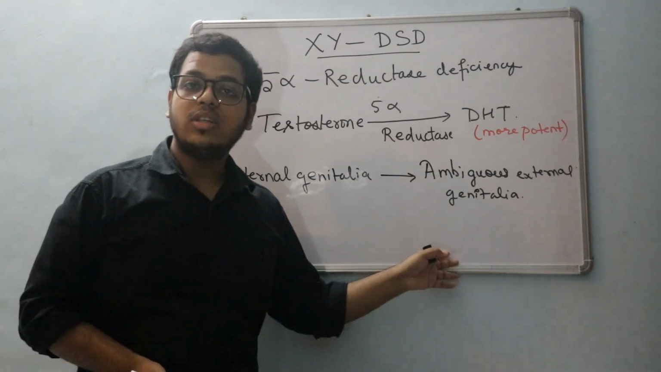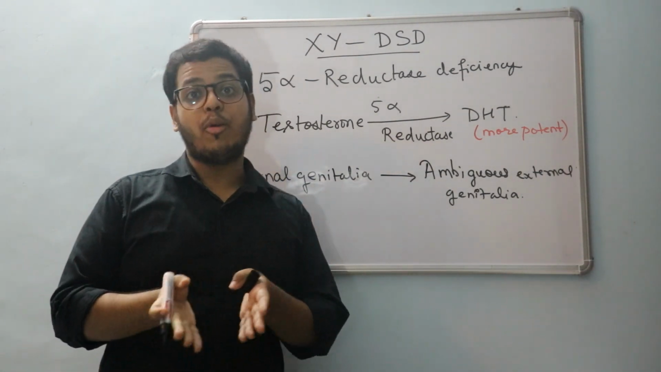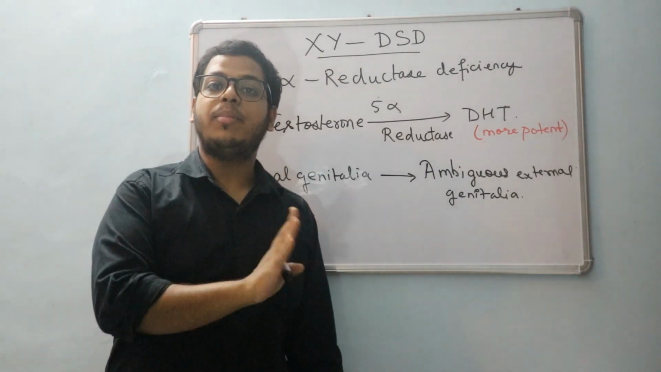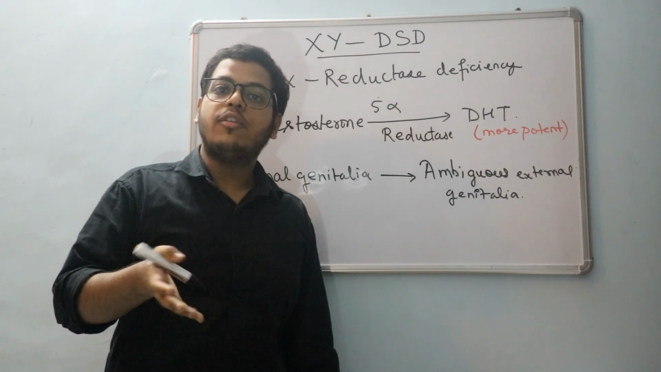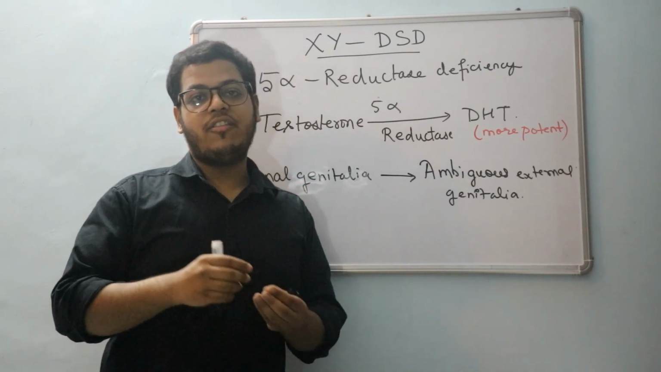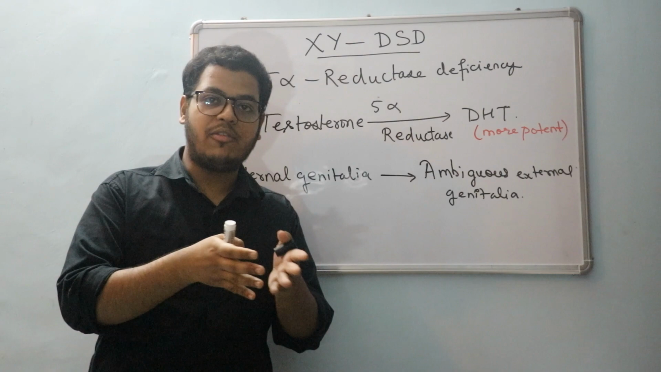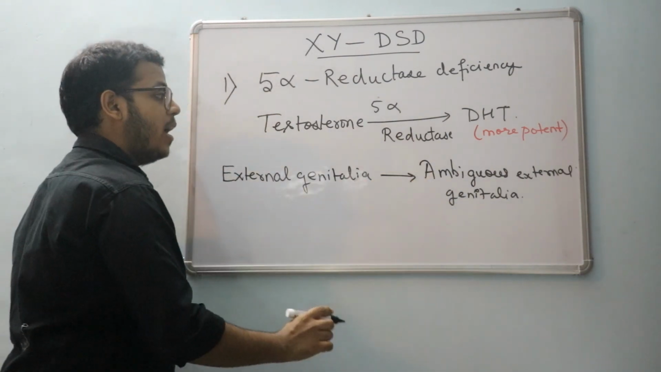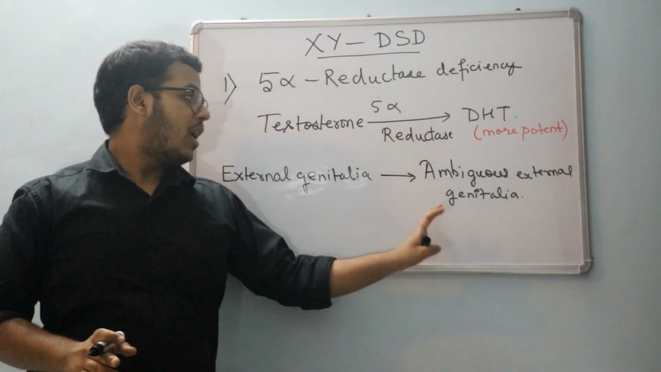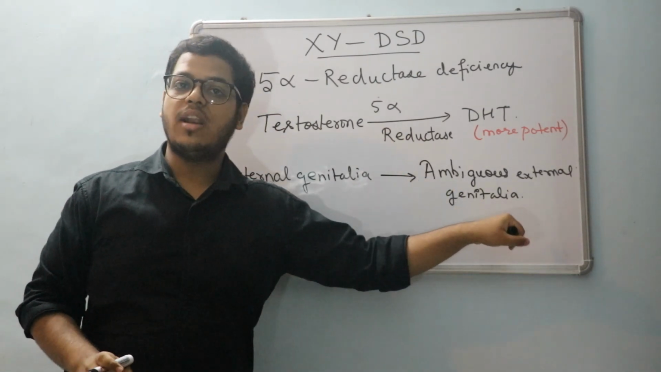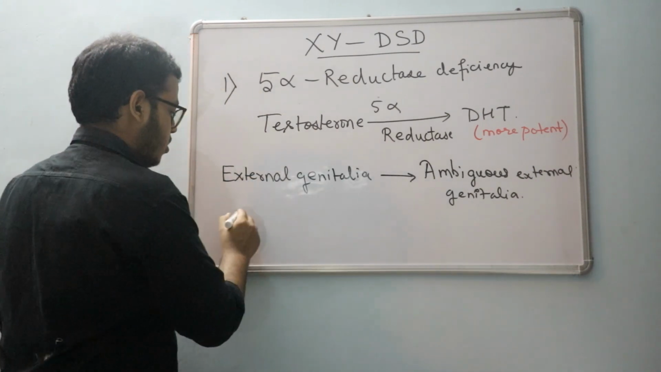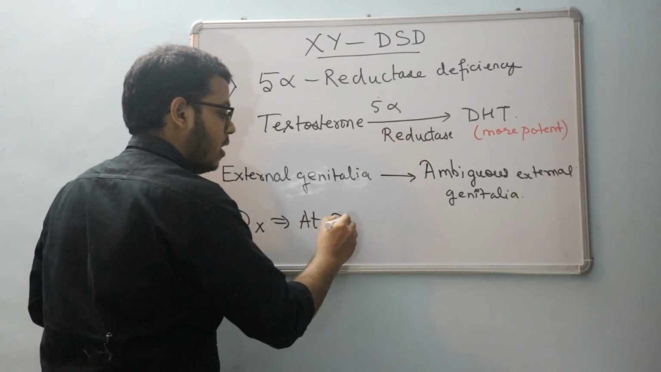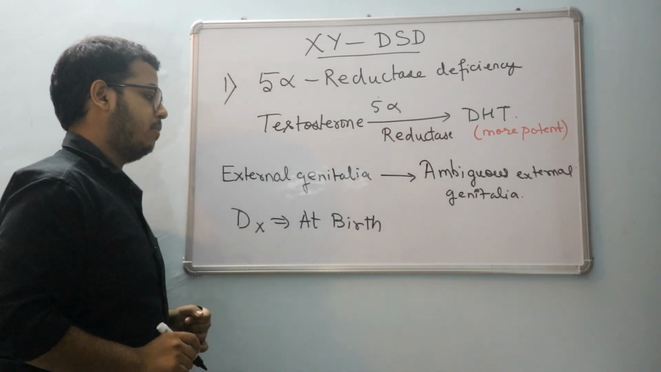Now, what is ambiguous? It is neither properly male nor properly female external genitalia. So it will not be clitoris, not be penis. It will be somewhere between. Also, it will not be a proper labia majora, and it will also not be a proper scrotum. It will be somewhere in the middle. So that is known as the ambiguous external genitalia, and as soon as the baby is born, this ambiguous external genitalia will lead to the diagnosis. That is why the diagnosis occurs at birth only.